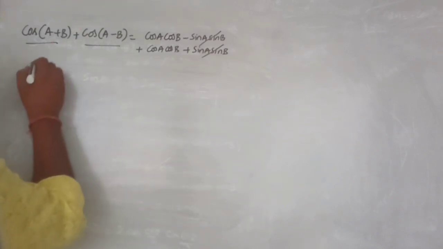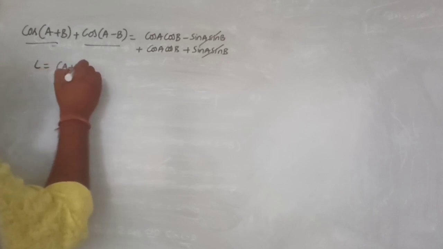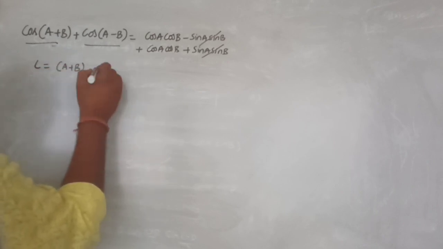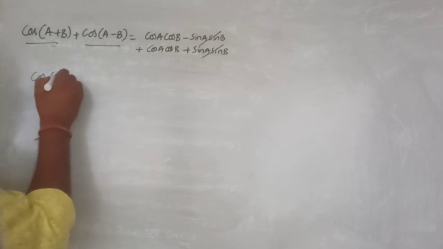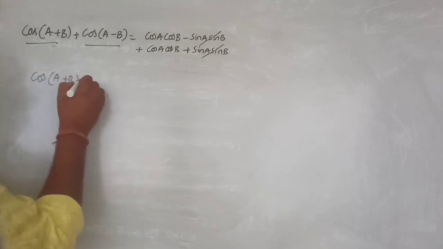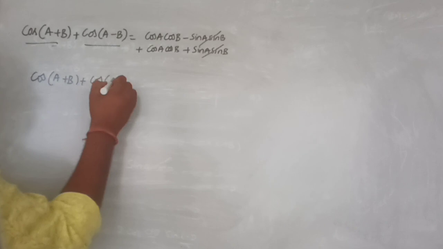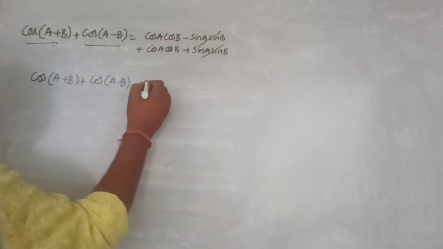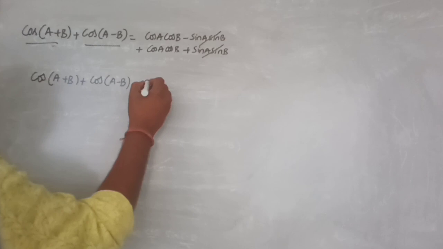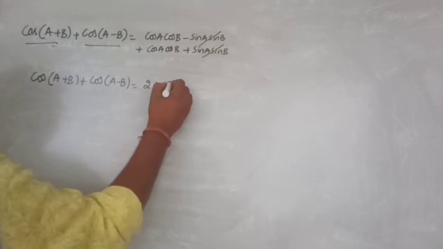So here cos of a plus b plus cos of a minus b is equal to cos a cos b plus cos a cos b, which is 2 cos a cos b.